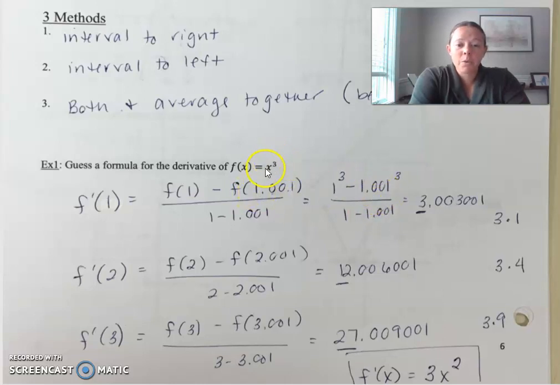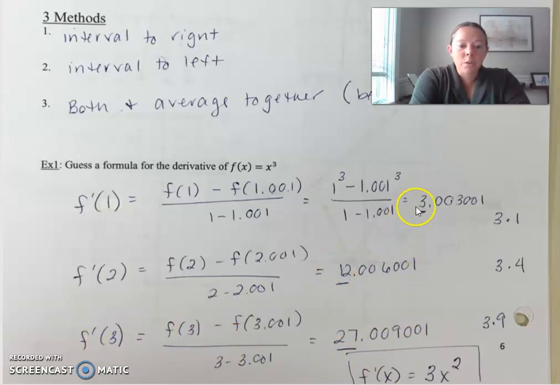So we went through and we used our function to get the y values, x values. So you get 3.003001. So that's the secant line that we're going to say is pretty close to the slope of the tangent line. I think we can all agree it's 3. Did the same thing at 2, got 12.006. And then I did the same thing at 3, got 27.009.